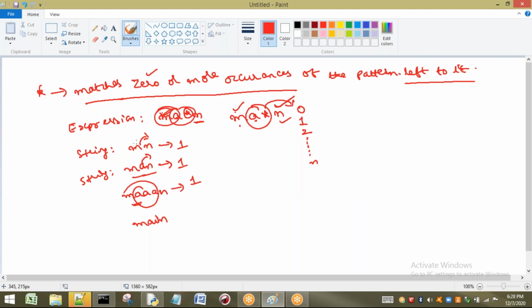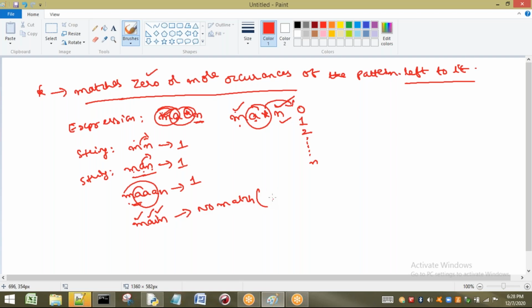No problem. So here what happens? M is there, N is there. So A is 0 occurrences. So one match. M is there, 1 occurrence of A is there, N is there. So no problem. M is there, A can be any number of occurrences, there is no problem. So it is correct. Now observe here, M is there, A is there, and after A what should be there? N should be there. But here what is there? I is there. Is it correct? It is not correct. So here no match.